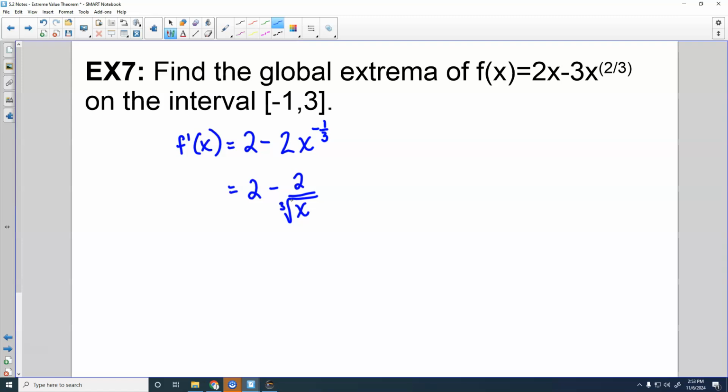So my critical points are going to be places where I have the derivative equal to 0 or undefined. What would make this undefined? If x equals 0. So you definitely have a critical point at x equals 0. To find where the derivative would equal 0, we'll just take 2 minus 2 over the cube root of x and set that equal to 0.